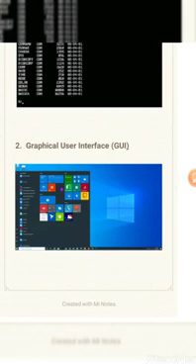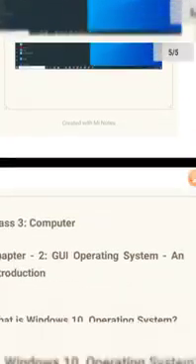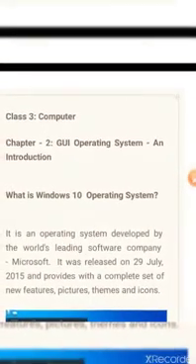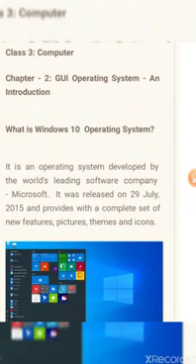So in this chapter, we are going to learn about Windows 10 operating system. What is Windows 10 operating system? It is an operating system developed by the world's leading software company, Microsoft. That is why it is also called MS Windows. It got its name Windows because its interface resembles a glass window through which we can see and have different views.